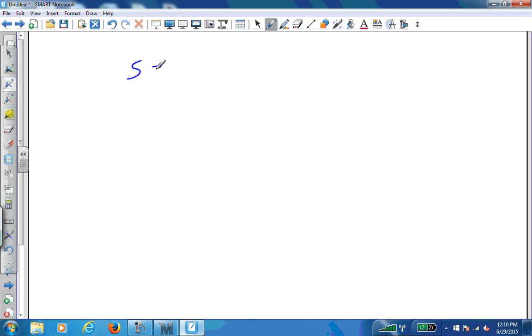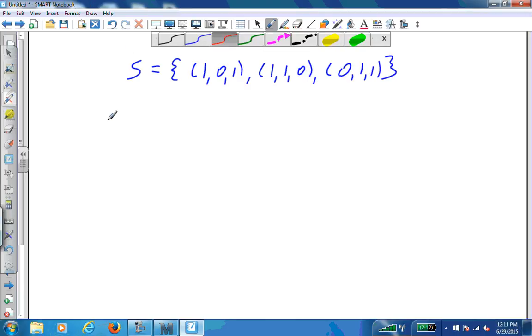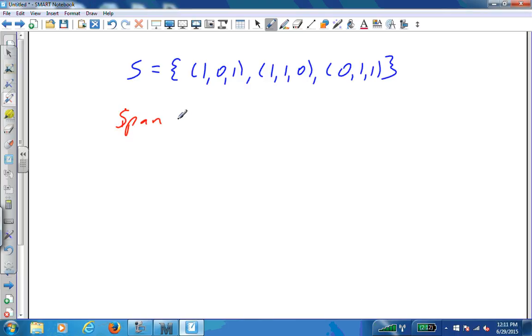We look at this example: 1, 0, 1, 1, 1, 0, 0, 1, 1. If we want to see if this could possibly be a basis for R3, then we would want to check 2 things. Do these 3 indeed span R3? And are they linearly independent?